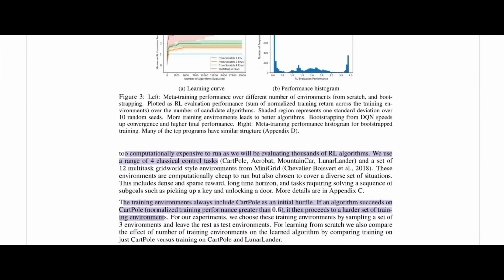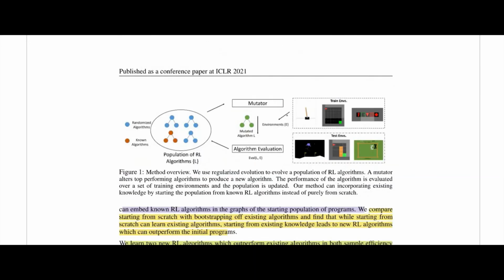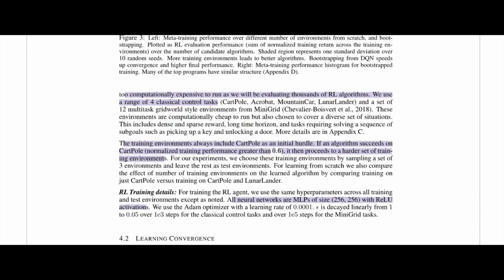As for the training environments, their idea was that we should have training environments which are both computationally expensive to execute, but which also cover a diverse set of situations. So they went with 4 classic control tasks: cartpole, acrobot, mountain car, and lunar lander, and also 12 multitask gridworld style environments from MiniGrid. This is cartpole, this is probably MiniGrid, this is lunar lander, and this is also some Atari games. For the hurdle environment, they used cartpole.